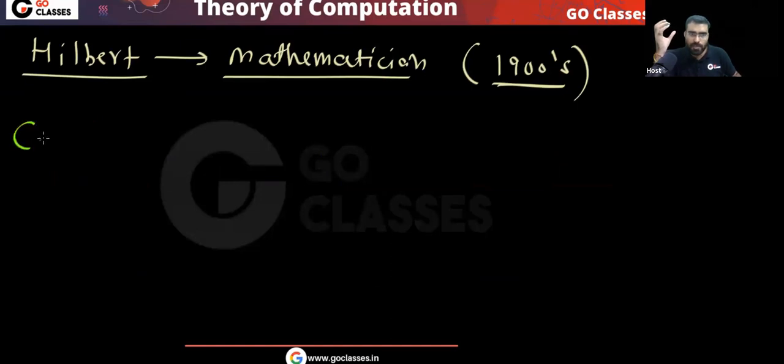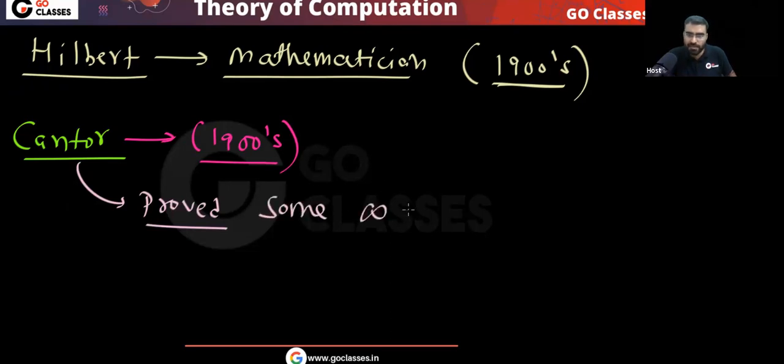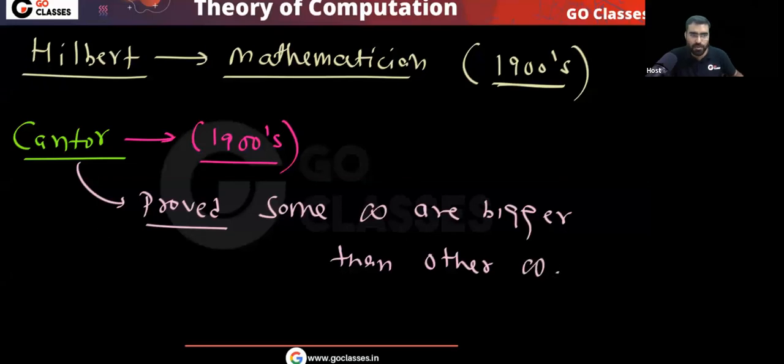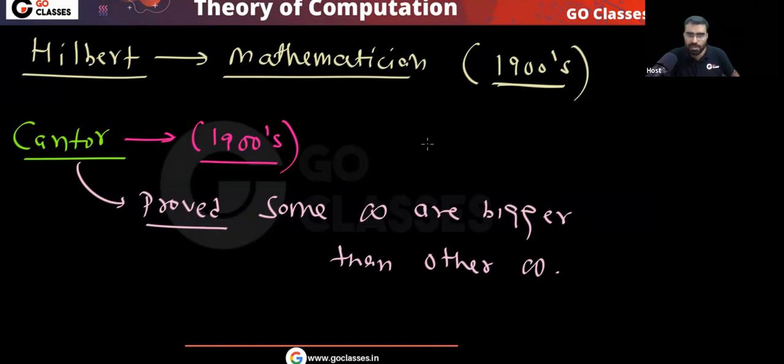And there was another person, Cantor. He did something bigger than Hilbert. He also did it in the 1900s. He created infinite levels of infinity. What he proved is that some infinities are bigger than other infinities. Anyway, don't worry, we will prove it to you. By the end of this countability topic, you will become an expert in this.